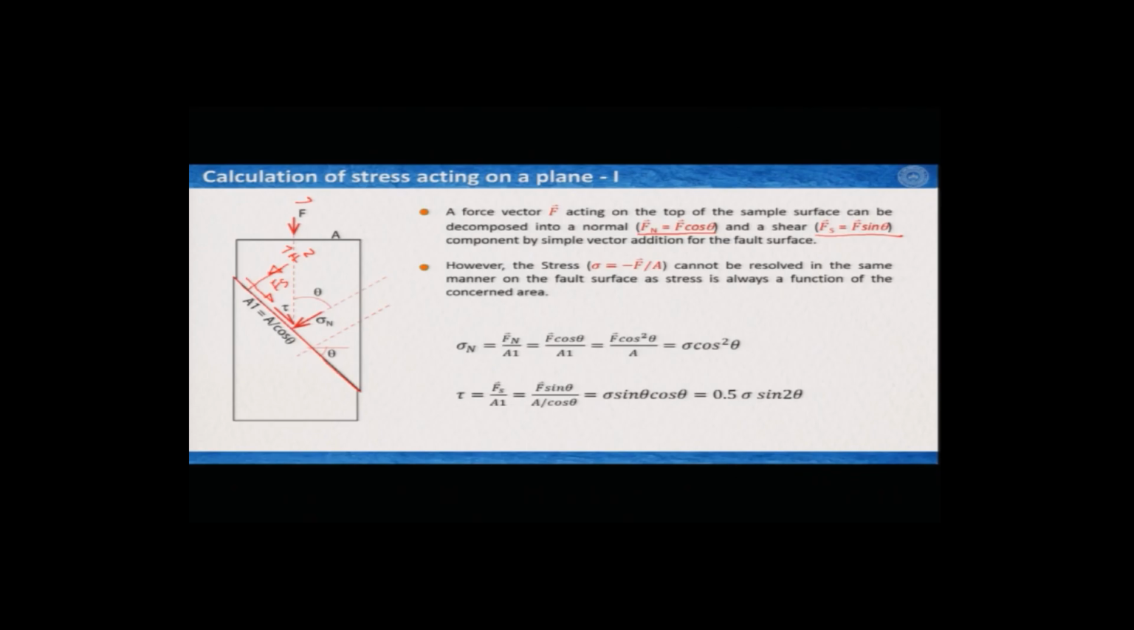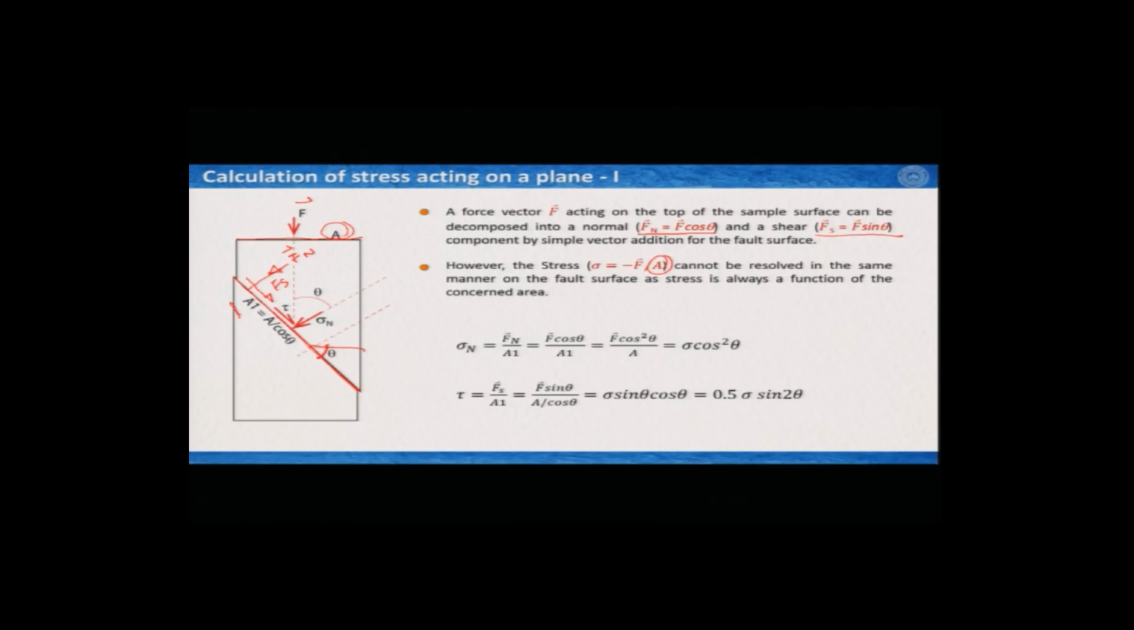But for the stress, it is not that straightforward, simply because stress is a function of the area. Now, clearly the area here is not the same as the area of this fracture plane. If I know this angle which is theta, and I designate this area as A1, then A1 is a function of the area A and this angle with cosine. So, A divided by cos theta is A1, the area of the surface.